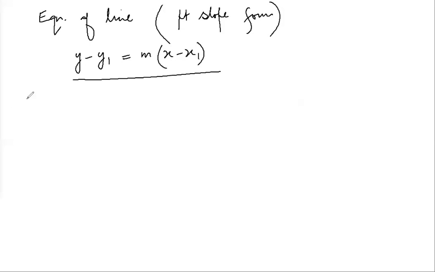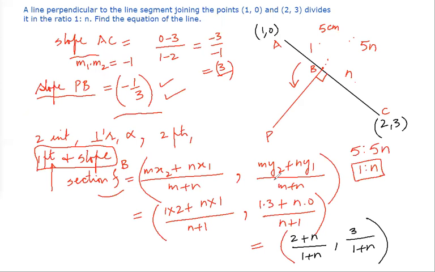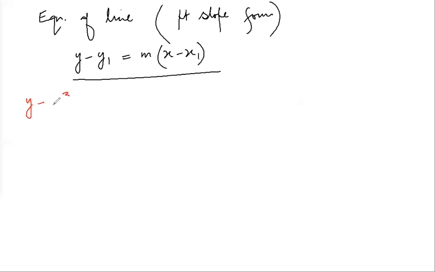So it will be y minus, what is y1? Please. 3 upon n plus 1. This is the y1. Okay, good. So it is y minus 3 by n plus 1 is equal to m.